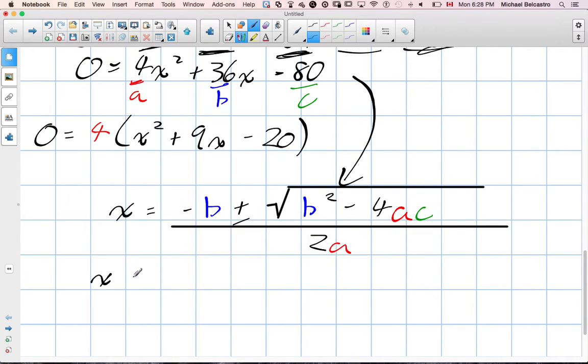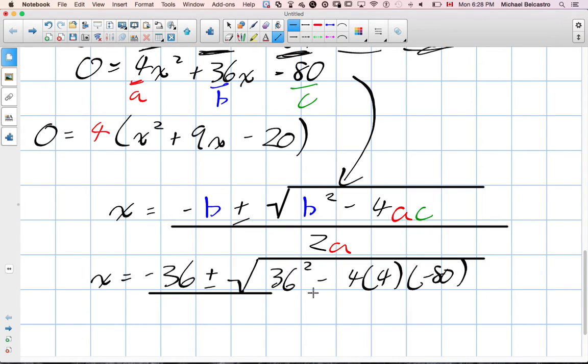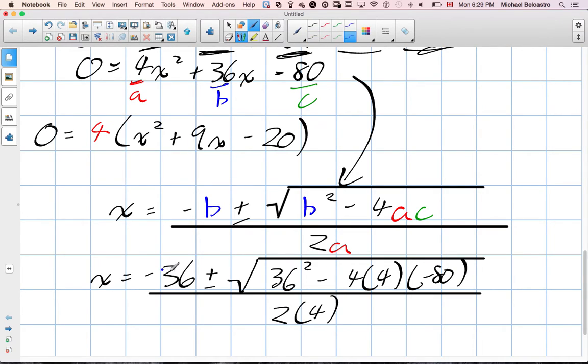So x is equal to negative 36, that was our b, plus or minus the square root of 36 squared minus 4 times our a value, which is 4, times our c value, which is negative 80. And then all of that is over 2 times, again, our a value, which is 4. I'll color them in so you can see that the values are coming from that standard form. Here's our a value, and here is our c value.